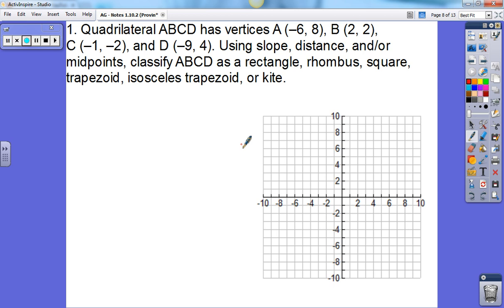So let's go through these couple of examples that we have. It gives us the vertices, excuse me, for my quadrilateral. So I'm going to plot those.